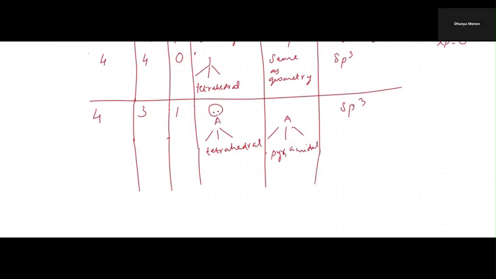Okay, so let me write neatly. Pyramidal. Okay. Another thing is that because of this lone pair, bond pair repulsion, the bond angle should have been 109 degree, but it is greater than 109 degree because of repulsion between lone pair and bond pair. Okay.